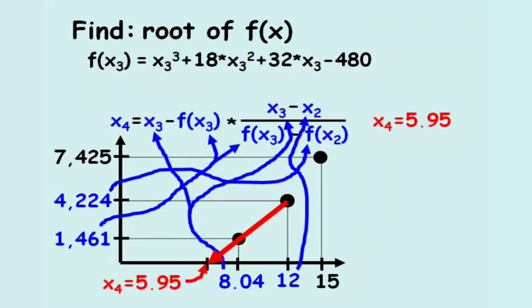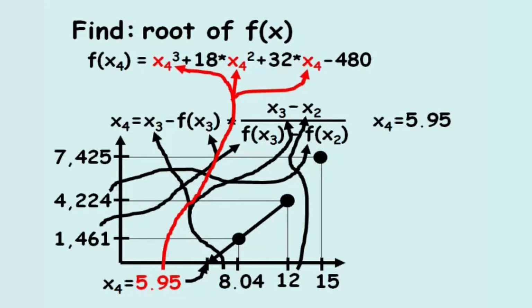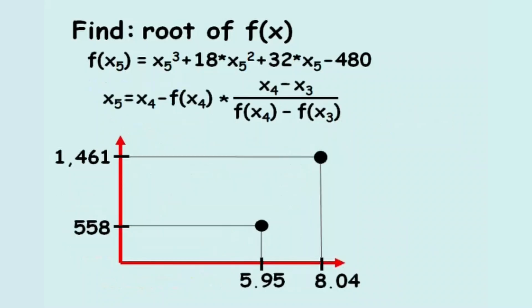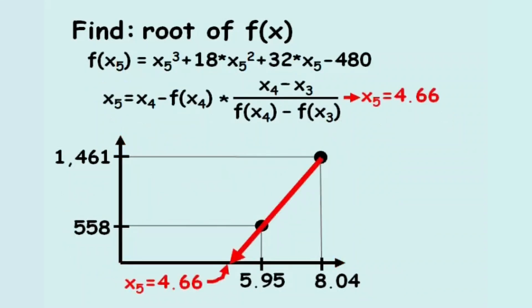To determine if 5.95 is a root, we'll plug in 5.95 for x4, and f of x4 equals 558. Therefore, 5.95 is not a root. If we rescale the x and f of x axes and solve for x5, we get x5 equals 4.66, which makes f of x5 equal to 161.